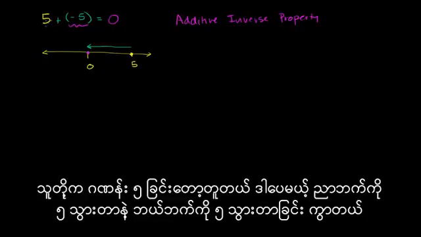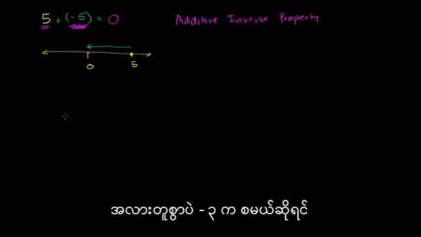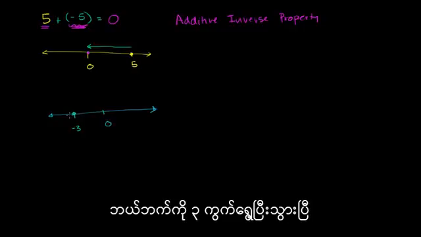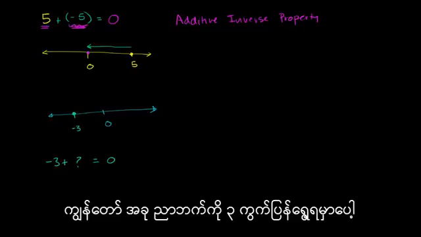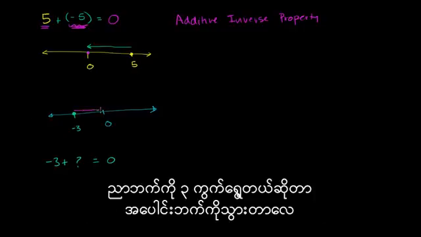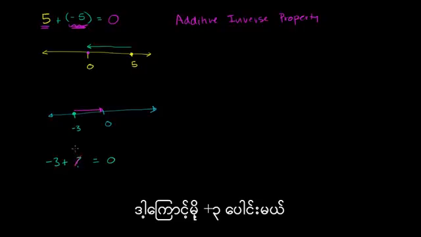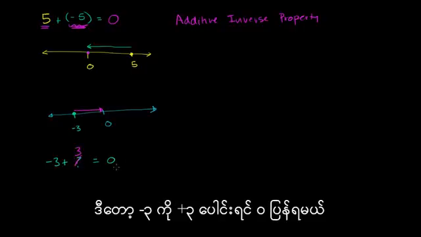They both have a magnitude of 5, but this is going 5 to the right, and then you're going 5 back to the left. Similarly, let me draw another number line right over here. If you started at -3, so you've already moved 3 spaces to the left, and someone says, what do I have to add to -3 to get back to 0? Well, I have to move 3 spaces to the right now, and 3 spaces to the right is in the positive direction, so I have to add +3. So if I add +3 to -3, I will get 0.